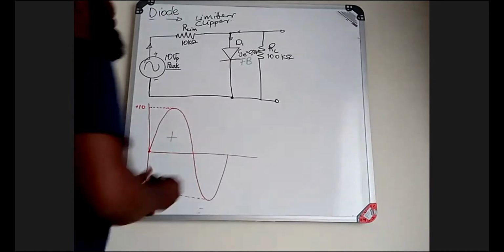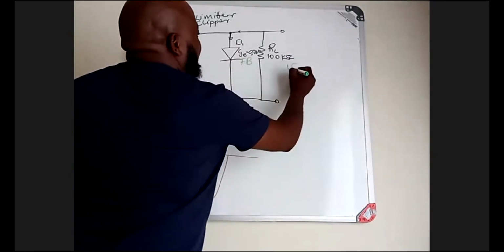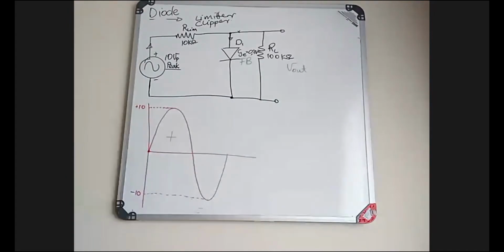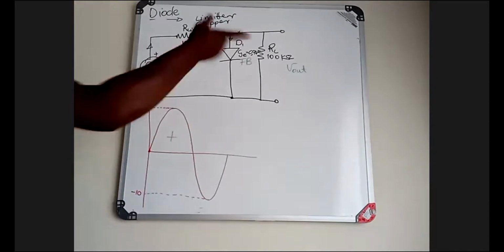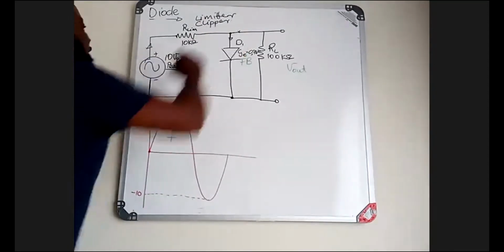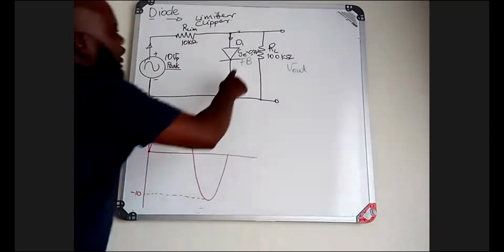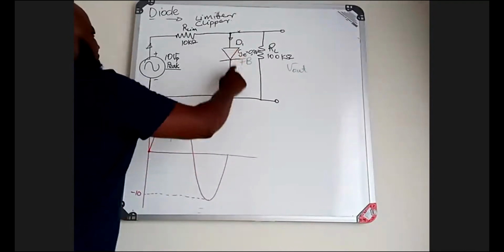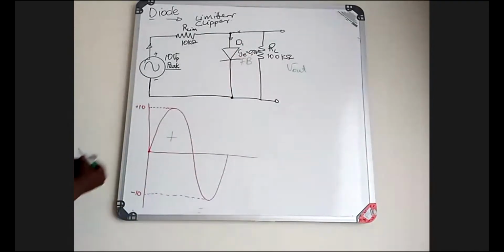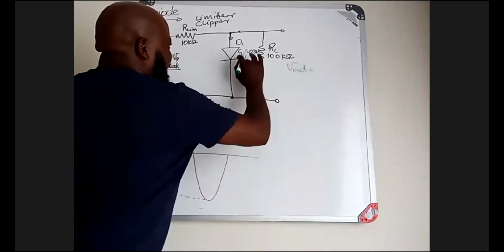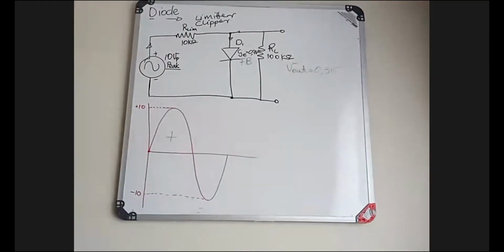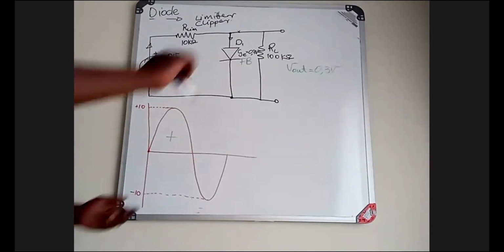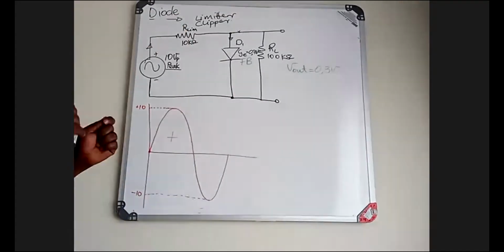So when I measure the V out, I am going to measure the output voltage based on the voltage that has been generated there. And if I look at this very carefully, the voltage that has been generated there is 0.3 volts, which means my V out here during the forward bias is also going to be 0.3 volts.